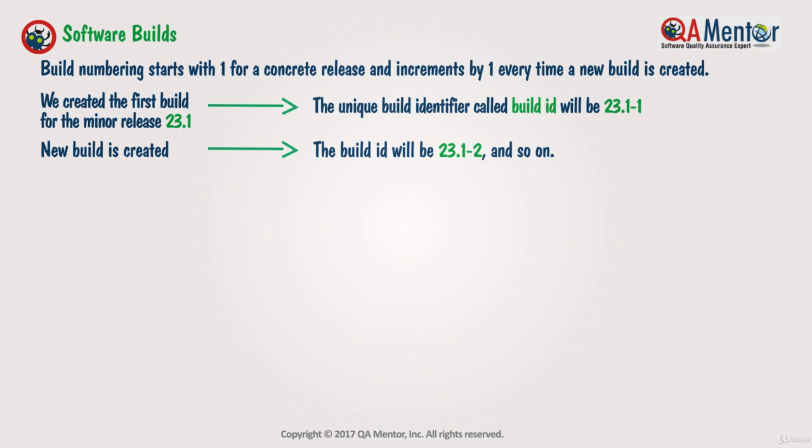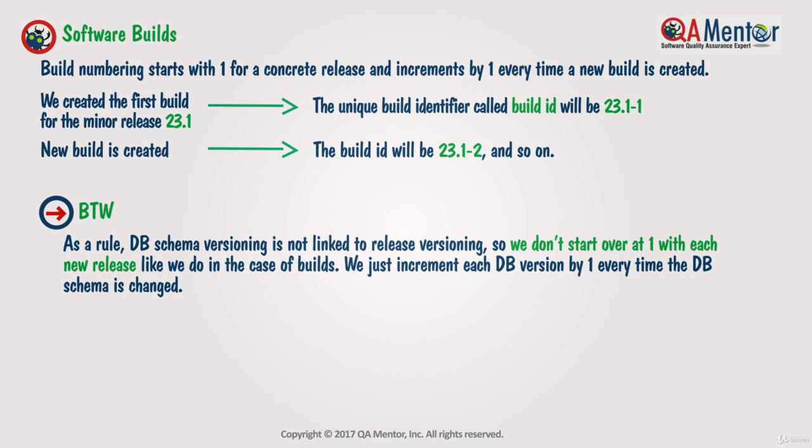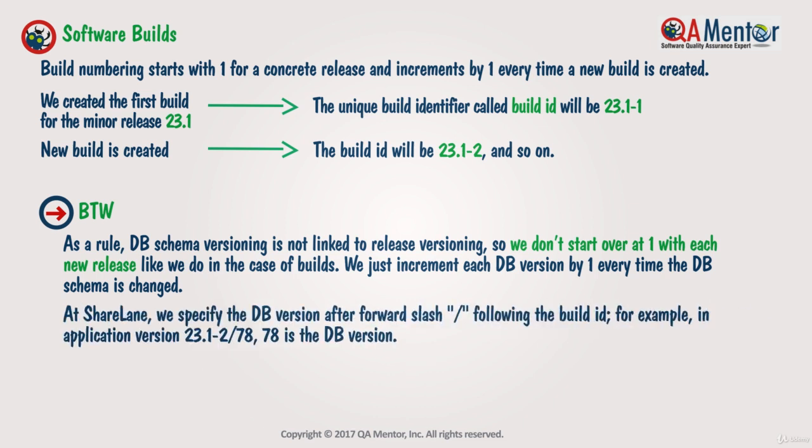23.1-2, and so on. By the way, as a rule, DB schema versioning is not linked to release versioning, so we don't start over at 1 with each new release like we do in the case of builds. We just increment each DB version by 1 every time the DB schema is changed. At ShareLane, we specify the DB version after / following the build ID. For example, in application version 23.1-2 / 78, 78 is the DB version.